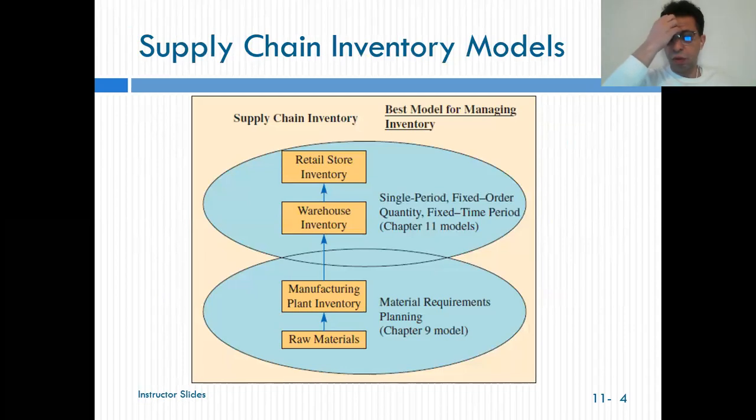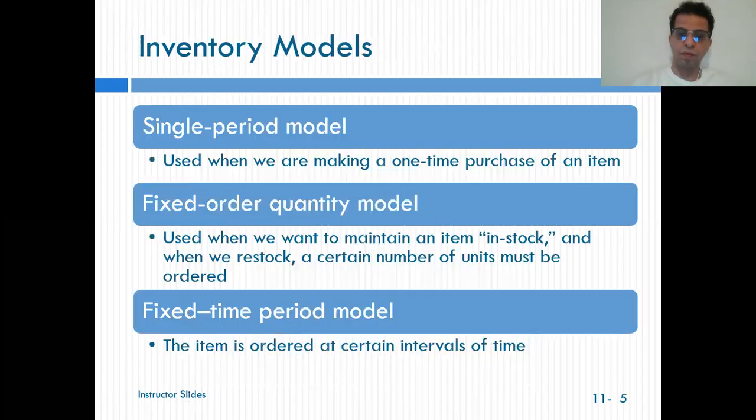Now, in earlier chapters, in chapter 9, we talked about the raw material and manufacturing plant inventories, which is the material requirements planning. In chapter 11, we will be talking about warehouse inventories and retail store inventories, which are single period, fixed order quantity, and fixed time period. These are the best models for managing inventory in the supply chain.